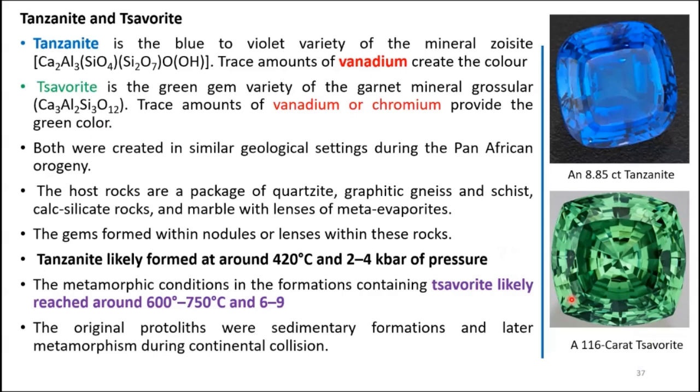So another two minerals mainly form during regional scale metamorphism, like continental collision, especially tanzanite. It's a zoisite group mineral, but due to incorporation of vanadium into its structure, it has this beautiful blue color. Tsavorite, that is also a type of garnet, grossular garnet. It means calcium-rich garnet, but due to incorporation of chromium or vanadium in minor or trace amounts, that yields this beautiful green color.